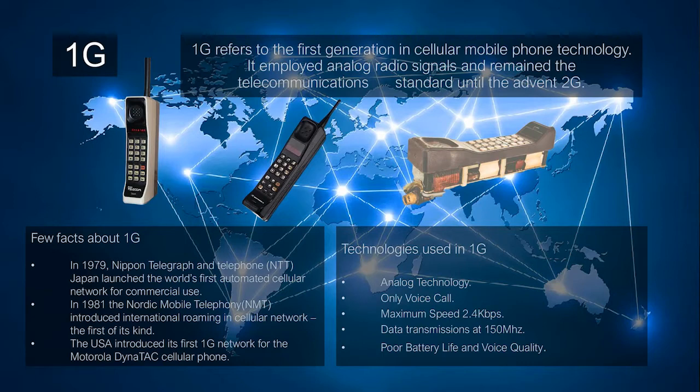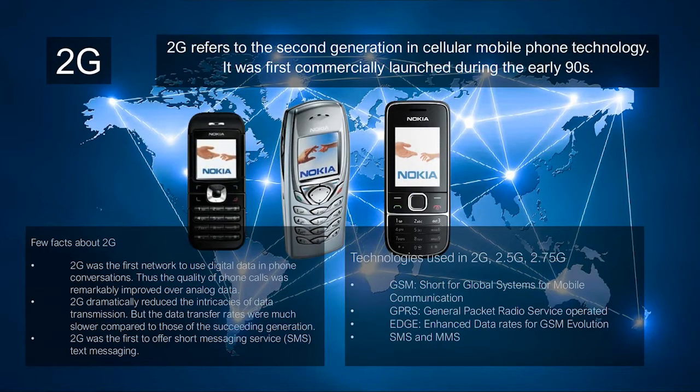This led to insecurity of phone calls, also due to less frequency bandwidth for 1G. Data transmission speed was too low and was only feasible for phone calls as they take low data to carry the intent signal. 2G. 2G refers to the second generation of cellular mobile phone technology. It was first commercially launched during the early 90s. So, what are a few facts about 2G? 2G was the first network to use digital data in phone conversation.